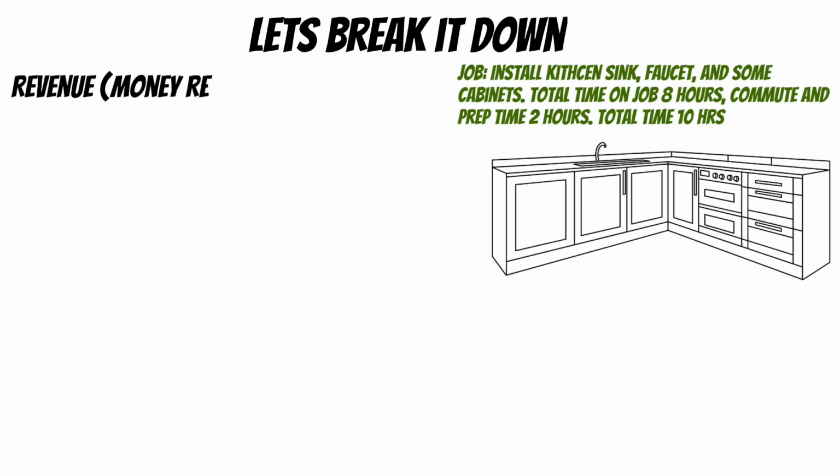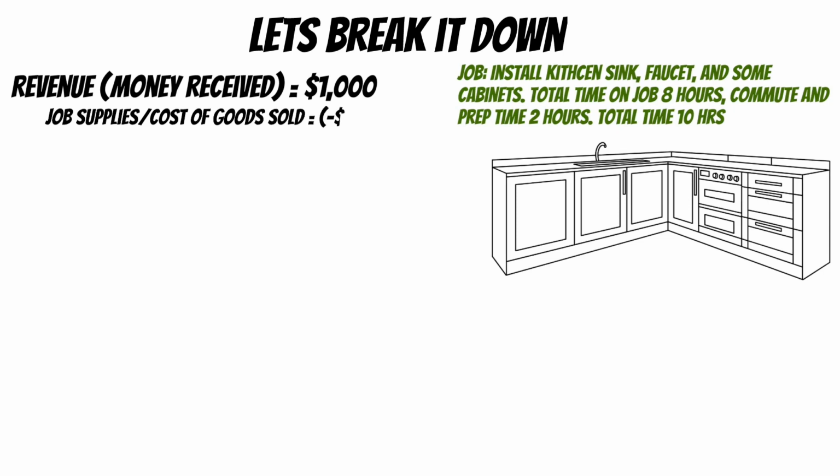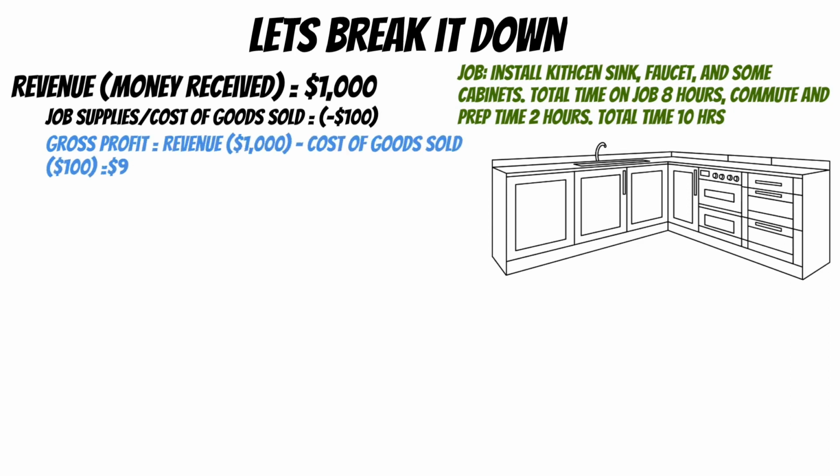So in terms of what you're going to get paid, you've estimated it out and you're expecting revenue of $1,000. If you look at the supplies you need for this job, the homeowner is providing pretty much everything. You just need to bring a couple of fasteners or whatnot, so you have a cost of goods sold of about $100. To figure out the gross profit, you take the revenue minus the cost of goods sold, and you end up with $900. So that's gross profit. Now we get into operating expenses.